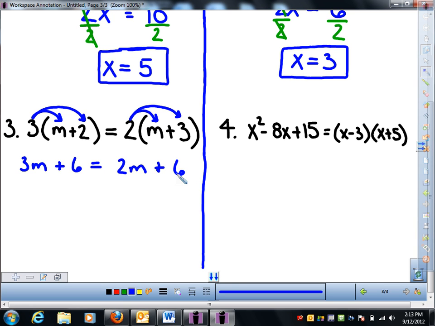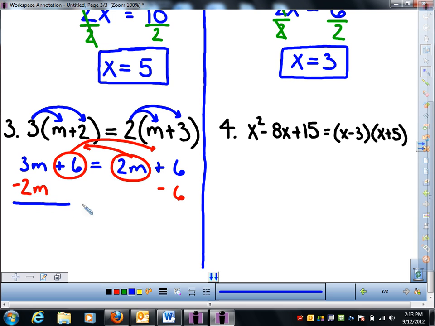Now I carry out the RAP. Letters on the left, I'm going to take that 2m, move it over, it's going to become a negative 2m. Numbers on the right, I'm going to move that 6. Remember the 3 is connected with the m, so the 6 comes over. It becomes a negative 6.